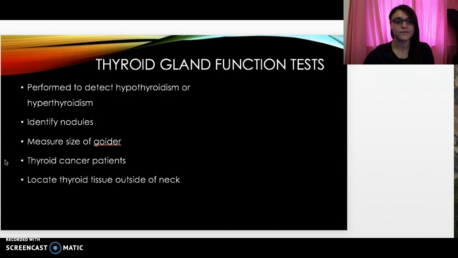Thyroid gland functional tests are performed to detect hypo- or hyperthyroidism through various tests that usually measure the amount of TSH secreted by the pituitary or the amount of thyroid hormones present in the blood. They also identify nodules and measure the size of goiters. They can follow up with thyroid cancer patients after treatments, and they can also detect thyroid tissue that is outside of the neck.